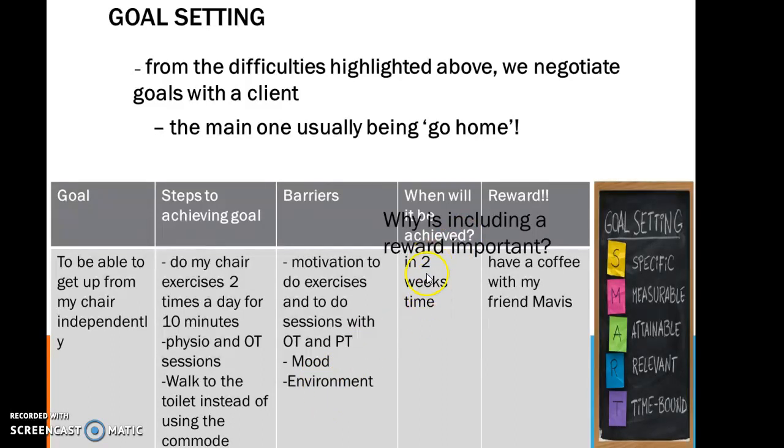So putting a time limit on your goals is really important. It helps people get focused, and it helps them achieve their goals. And this is also really important, a reward. So making sure that the client actually rewards themselves for their goal. And it might be something as simple as having a coffee with their friend.